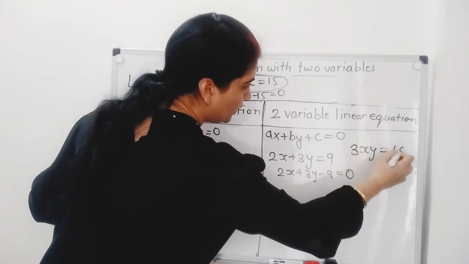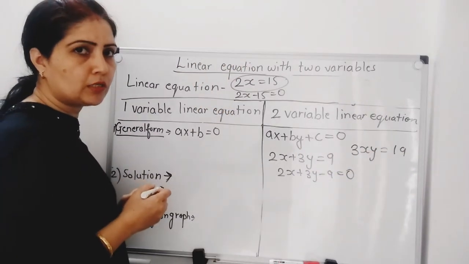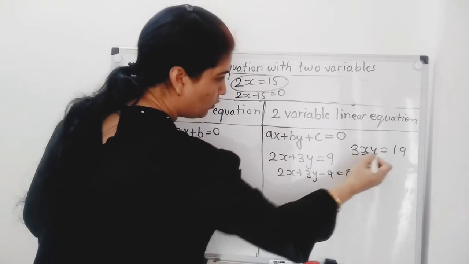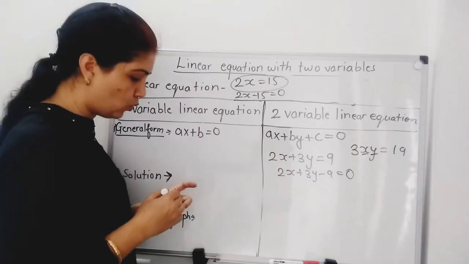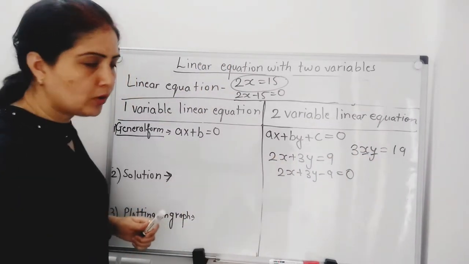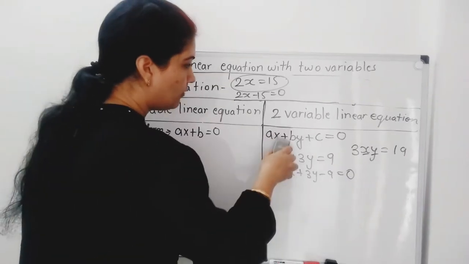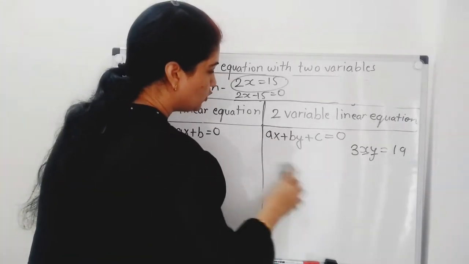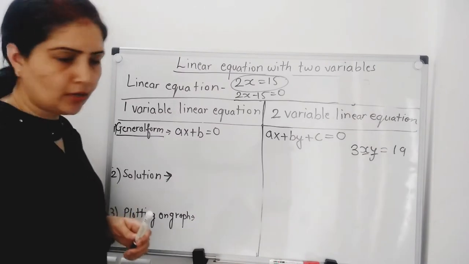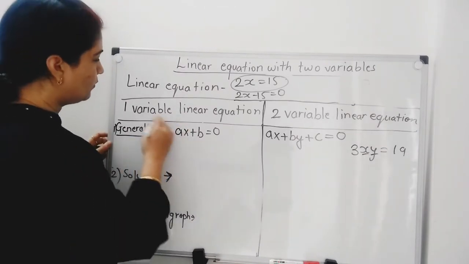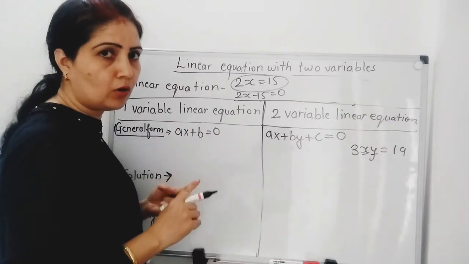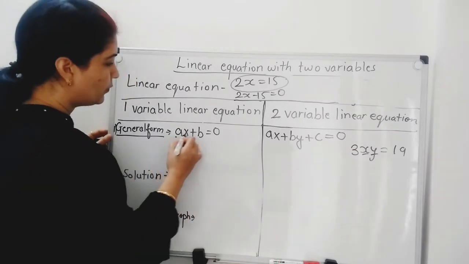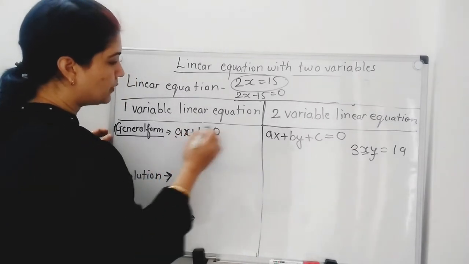Okay, but can we say that 3xy is equal to 19 is also a two variable linear equation? As the name suggests, there are two variables. Can we say that? No, we cannot. To clear that doubt, we have this general form. When any equation is following a particular general form, then only we can say whether it's a one variable or two variable. For one variable we have this general form: ax plus b is equal to 0.